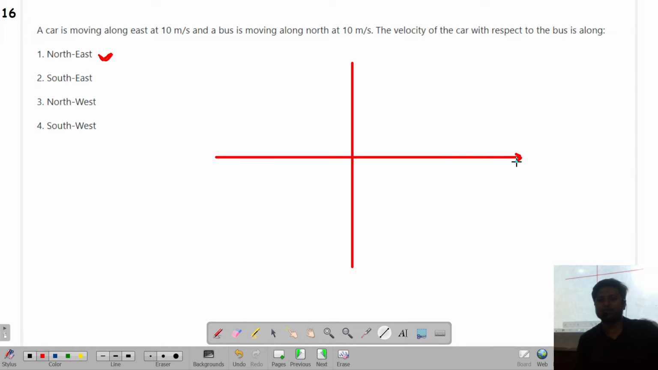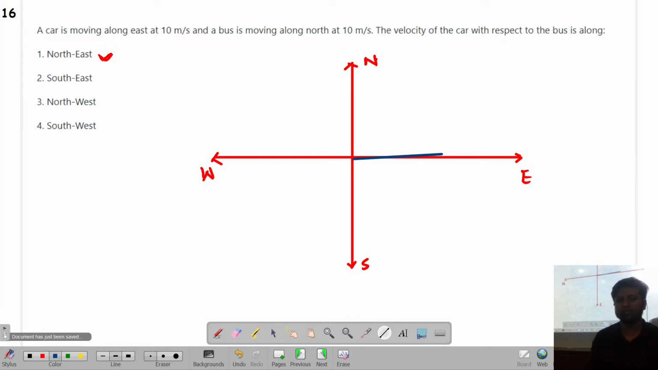Look over here. This question is very important. These are the questions which judge your knowledge and concept. This is north. This is south. This is east. This is west. Car is moving along which side? East. With how much speed? 10 meter per second. So with 10 meter per second, this is the velocity of car. Got it or not?